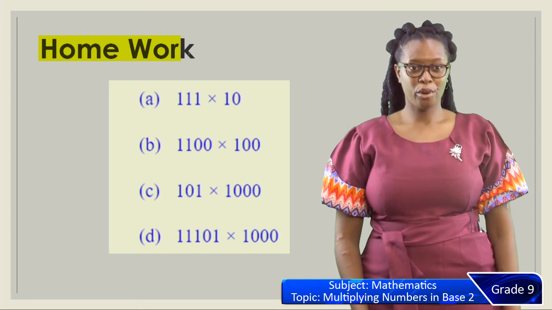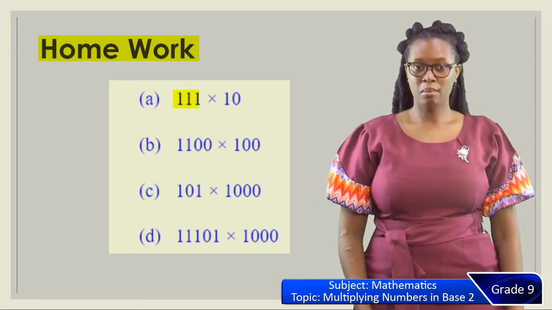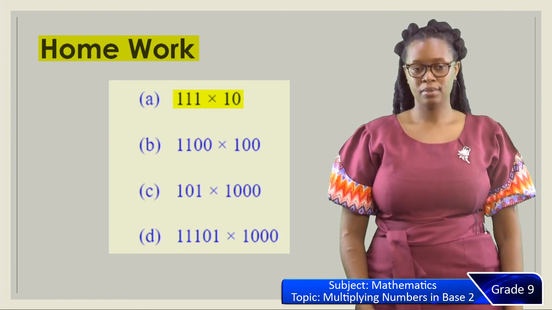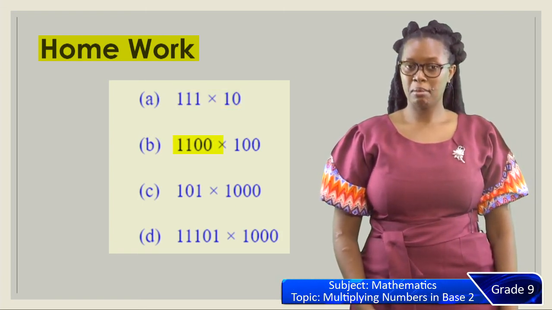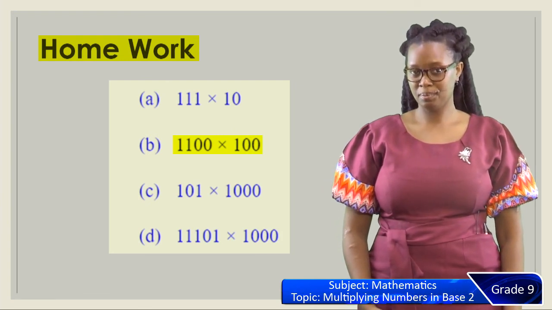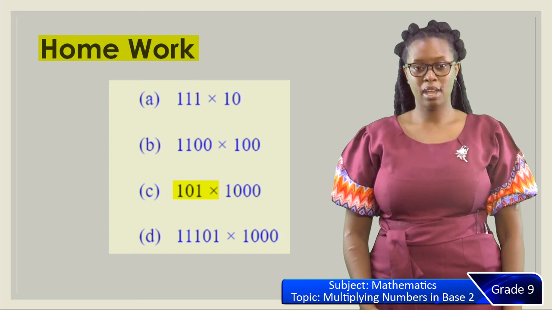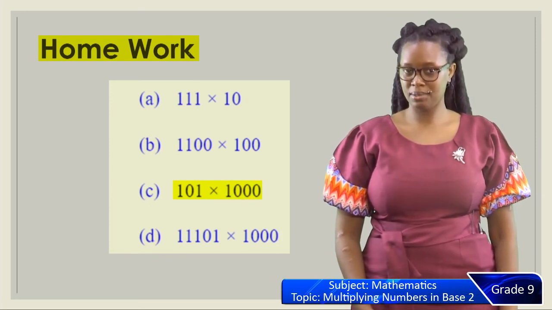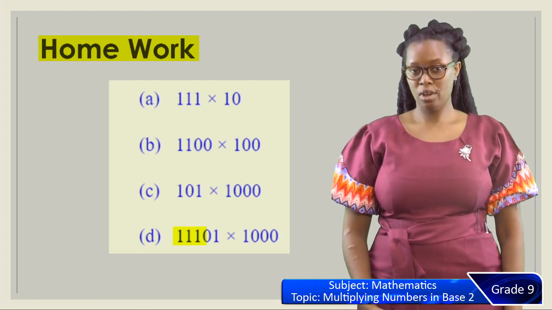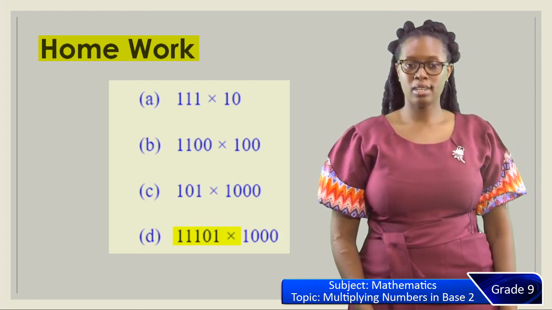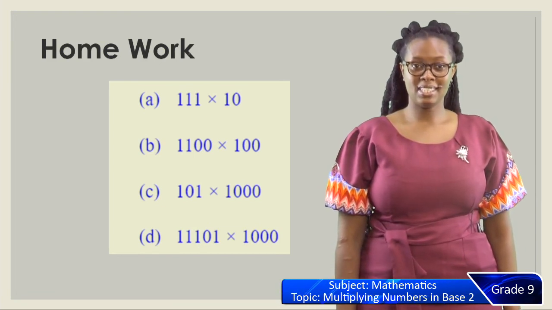So for your homework, you're going to try these 4. The first one, 111 multiplied by 10. Second, 1100 multiplied by 100. The third, 101 multiplied by 1000. And finally, 11101 multiplied by 1000. This has brought us to the end of this lesson.